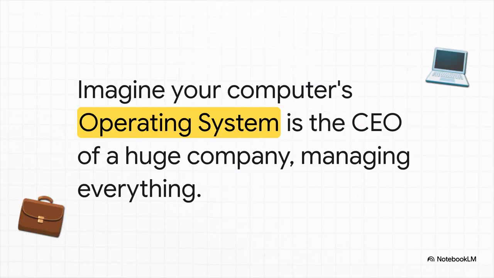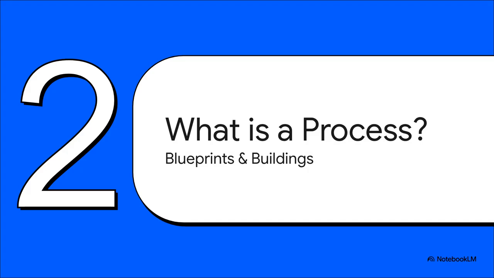Okay, here's the key that unlocks this whole thing. I want you to imagine your computer's operating system, the OS, as the CEO of a gigantic company. This CEO manages everything, every single project, every resource, every last employee. If you can keep that picture in your head, I promise the rest is going to click right into place. All right, so in our big company, before any work can actually get done, you need two things, right? You need the blueprint, and you need the building itself. And that brings us to our first major player, the process.